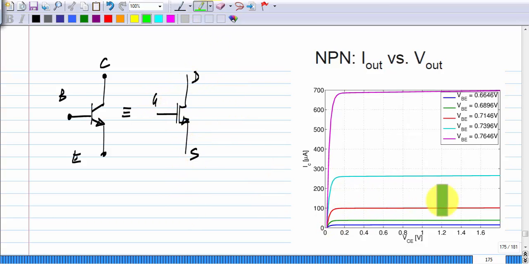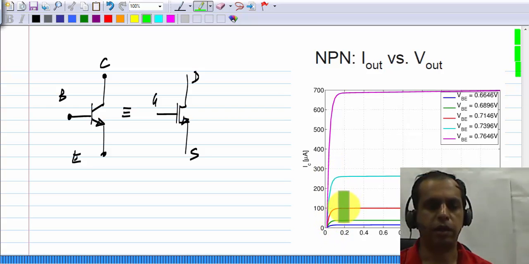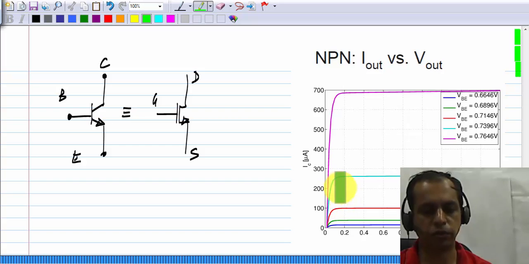And you can see the characteristics are similar. There is a part of the characteristic where this I out versus V out is very flat, meaning the amplifier must be biased in this region. You can also see that the region corresponding to the triode region is very small. Okay, in a MOS transistor the triode region is quite useful. It turns out that in a bipolar junction transistor such as this, it's not useful at all.